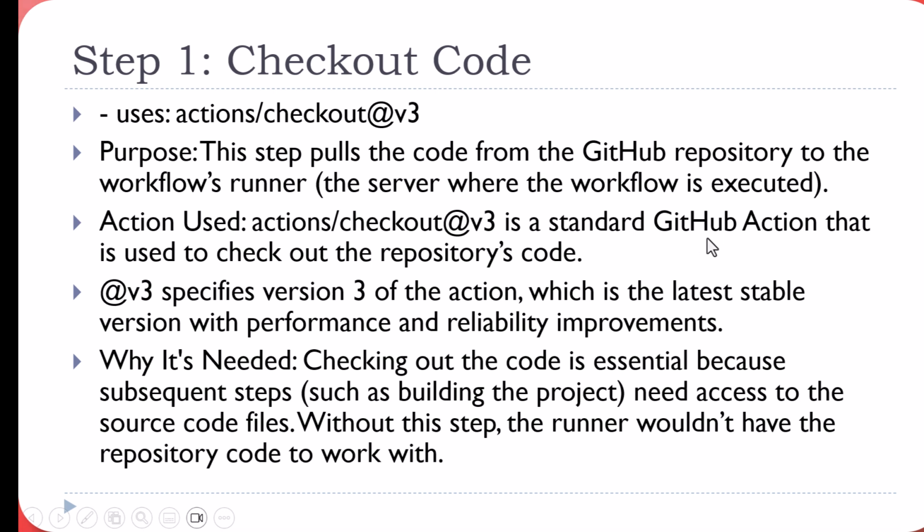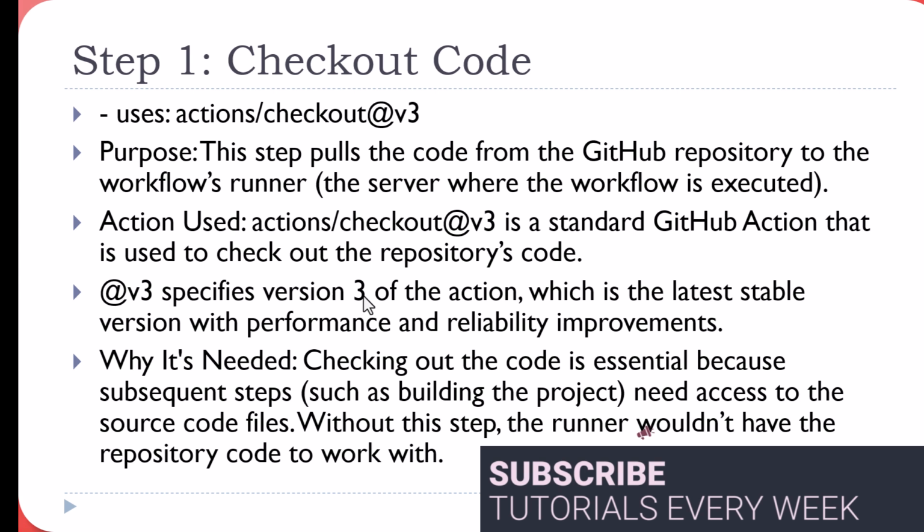Here we are defining the action actions/checkout@v3, which is a standard GitHub action used to check out my repo code. It's important to understand that v3 is simply the version, the latest stable version for this checkout operation. All the subsequent steps require access to our source code files. Without this step, the runner will not be able to access my repo code, so it will not be able to run the test cases.